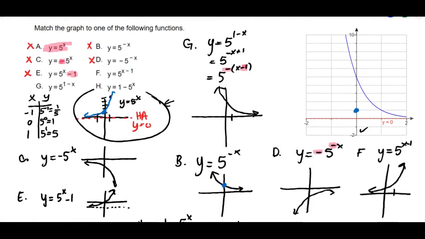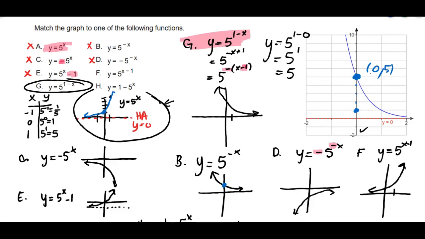So that brings us back to the only one that came close, which is this one right here. And just to check one more time, I'm going to check this point on the graph. That's the point (0, 5). If I plug a 0 into this function, y equals 5 to the 1 minus 0, that's 5 to the 1, which is 5. So at least that one point matches exactly. So G is our answer.